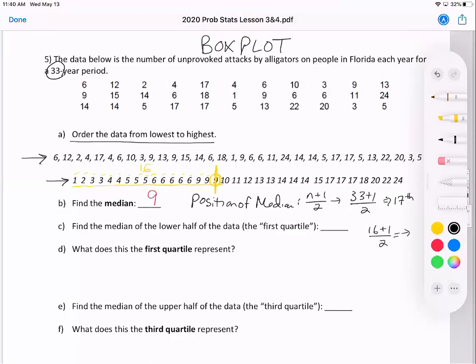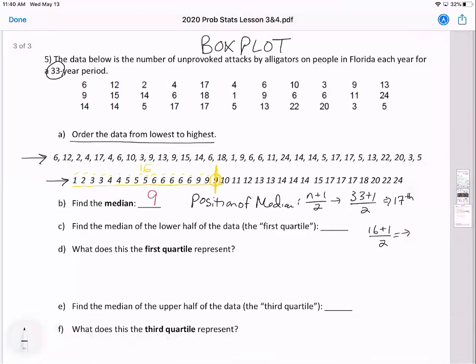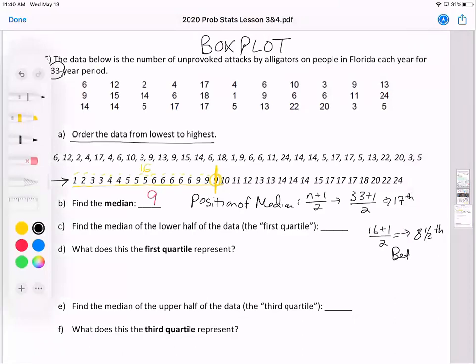17 over 2 is 8.5 position. So that would mean we're looking for the number between the 8th and the 9th position, the 8.5 position. That would be 1, 2, 3, 4, 5, 6, 7, 8, 9. So it's right here. The number between 5 and 5 is 5. And that is called the first quartile.